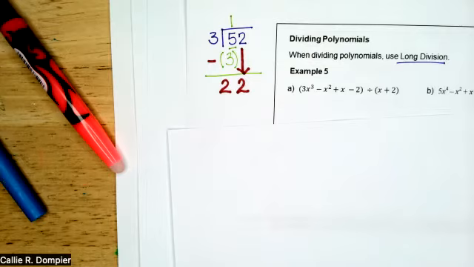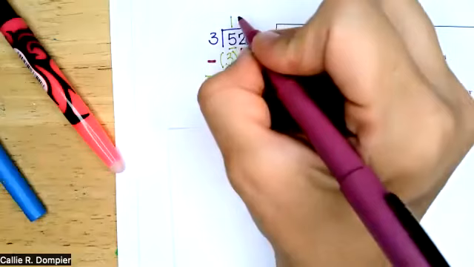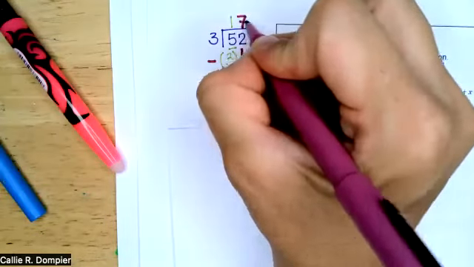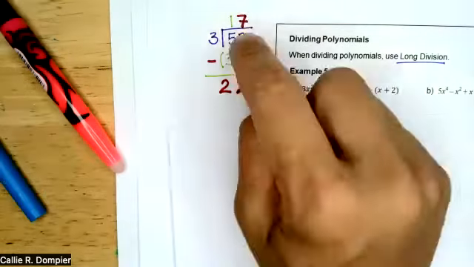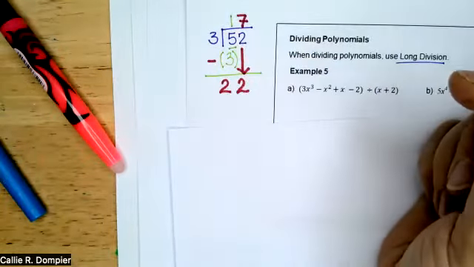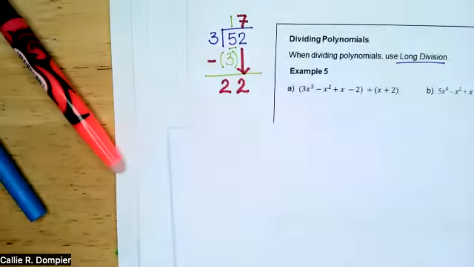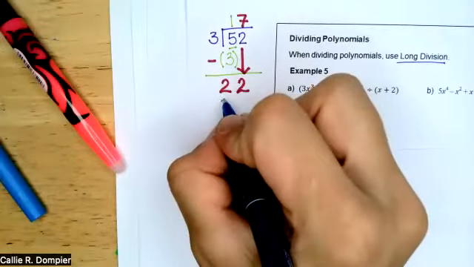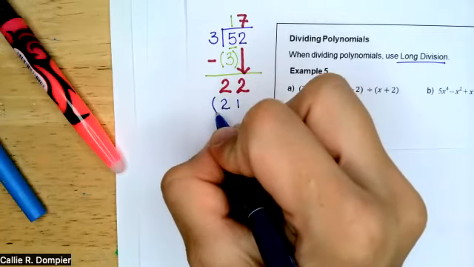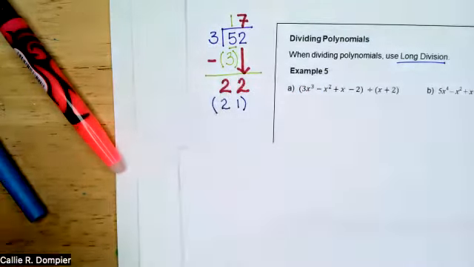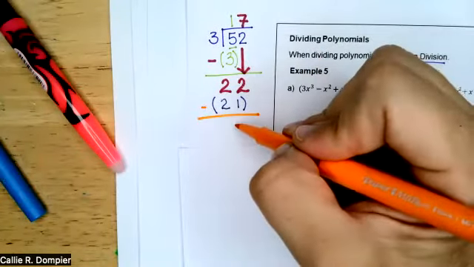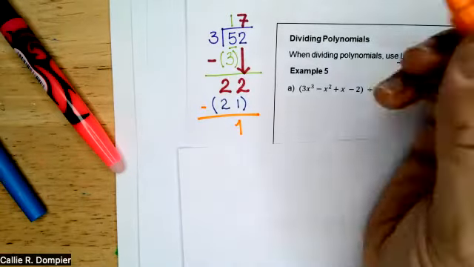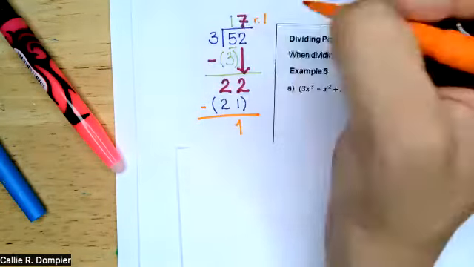3, 6, 9, 12, all right? 3 times 7 is 21, right? So 3 goes into 22 7 times. 7 times 3 is 21. And remember, then you have to subtract that. 22 minus 21 is 1, right? So we say remainder 1.